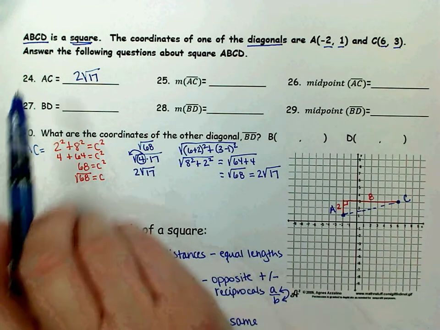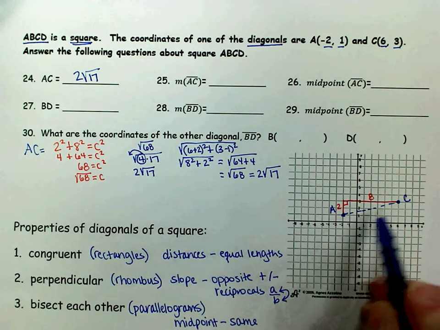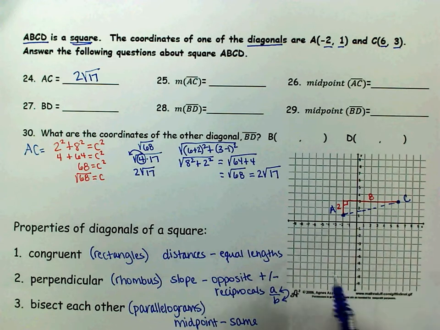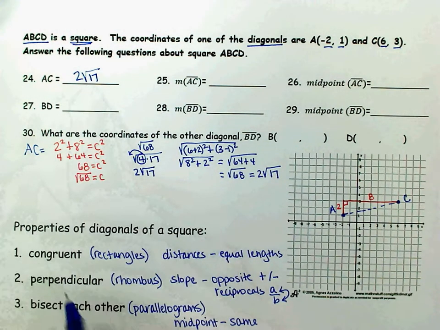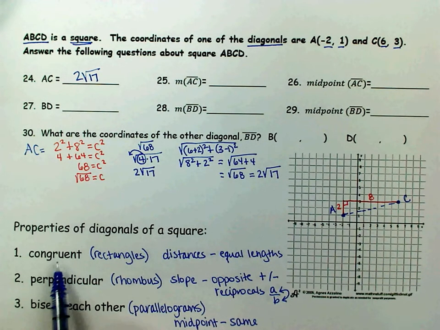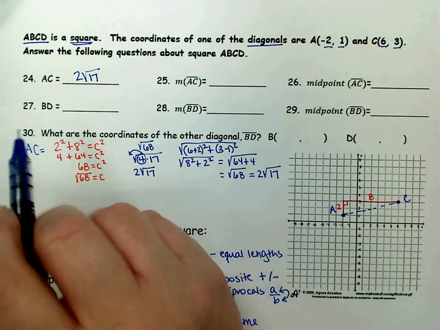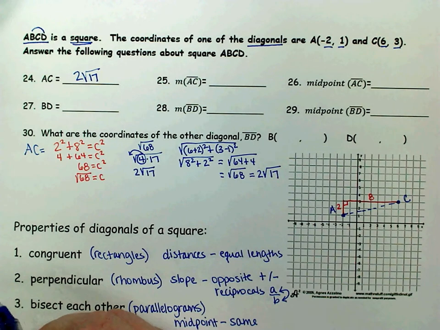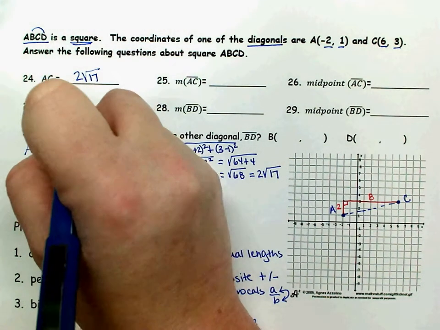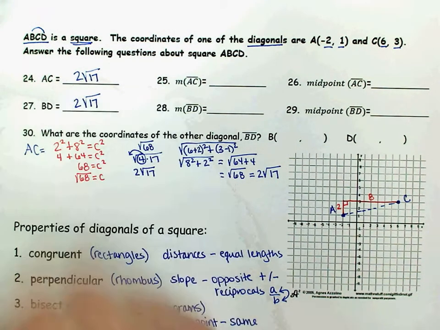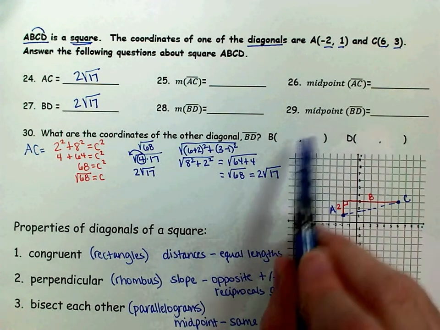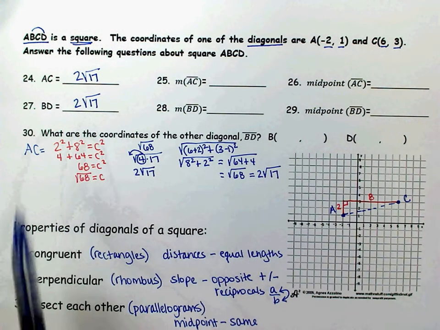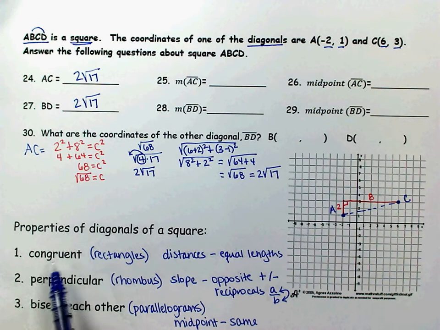Now, since I know that the distance of this diagonal, between points A and C, is 2 root 17, and I know that the diagonals of a square are congruent, then I also know that when I connect the other two non-consecutive vertices, that diagonal is going to have the same length. So without even knowing the coordinates of B and D, I know the distance between the 2 points because the diagonals are congruent.